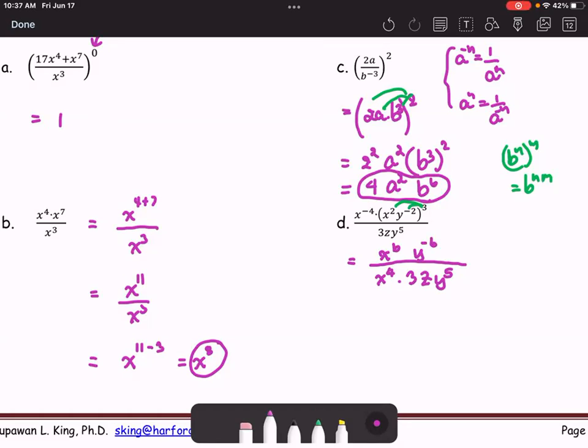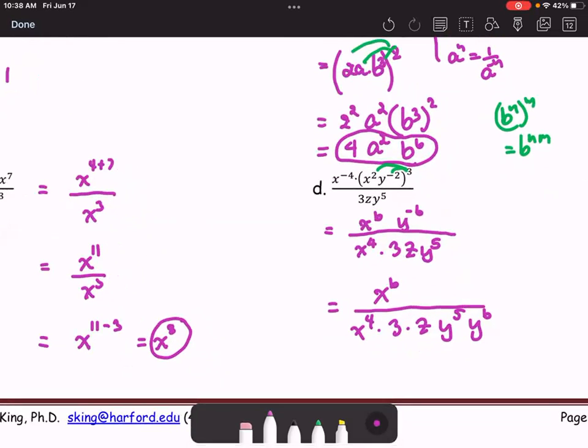And then we're going to simplify more by rewriting the negative power as a positive power and moving it to the denominator instead. So x to the 6th remains on the top, and the bottom has x to the 4th times 3 times z times y to the 5th, now times y to the 6th, because the numerator's negative power becomes the denominator with the positive power. Then we work on each variable, simplifying each one, and also the coefficient. In this case, we have just one real number, or coefficient factor, which is 3.